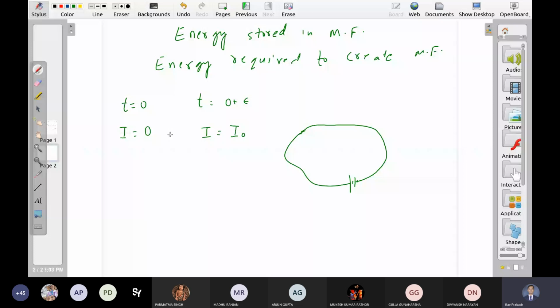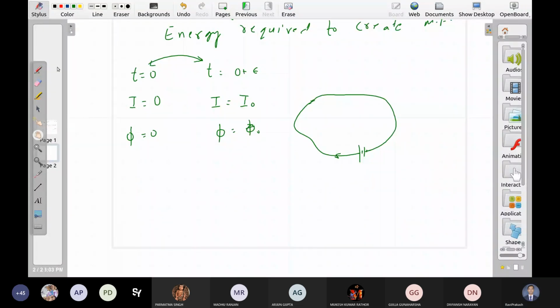So at t is equal to 0, there is no flux here. At t is equal to 1 microsecond, 1 nanosecond, whatever, there is some flux, right? So within such a small time, the flux is changing with time. This current is increasing, and because of this current, there is a flux through this loop, and this flux is changing with time. Because of this changing flux, there is an induced EMF in the circuit.